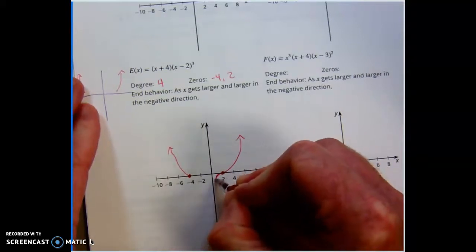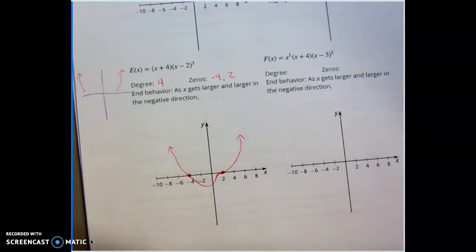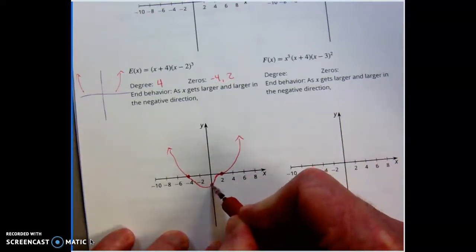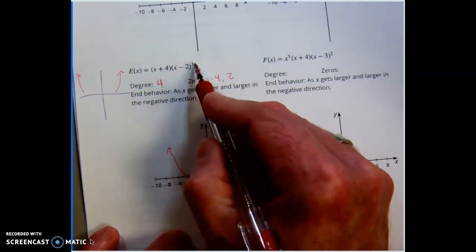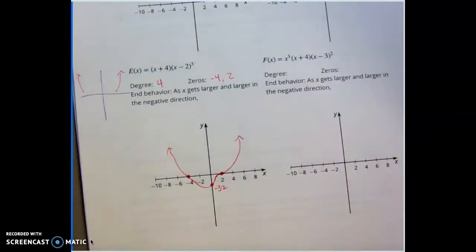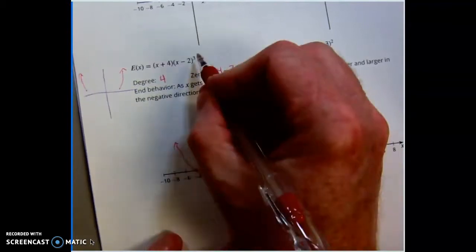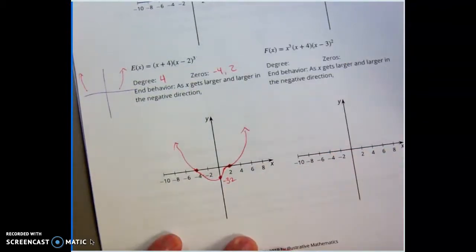So I don't know how far down it's going to go. I'm just going to fake it right about there. Now I do know that point, that'd be negative 2 to the third power, so that's negative 8, times 4 would be negative 32. Maybe I should have went a little deeper there. But that third power causes kind of a flat spot to occur there.